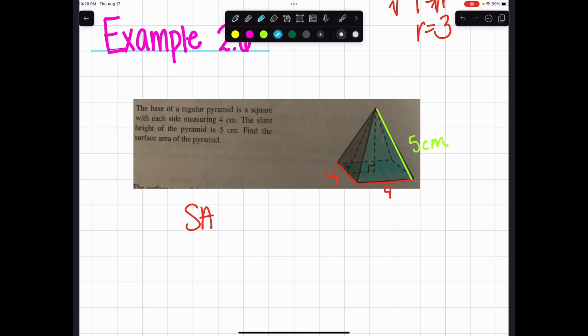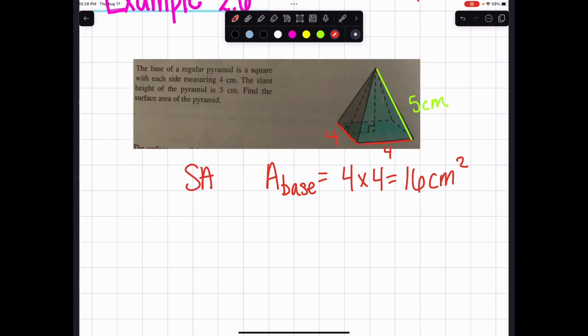What is the area of the base? Oh, that's easy. It's a square. So the area of the base is equal to length times width, which is 4 times 4, which is 16. Okay, so we got part of that already. Let's take one of these triangles and just look at it like this, okay? So we know that the bottom part measures 4 centimeters because that's the same as the sides of one of the squares at the bottom. The slant height is 5 centimeters.